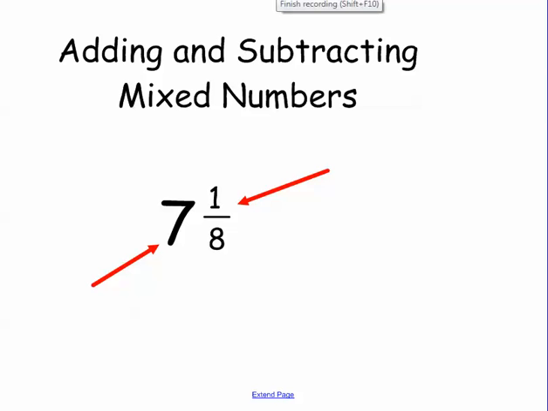All right, guys, some of you did okay with the adding and subtracting fractions, but once you got to mixed fractions, you had a little bit of difficulty. So let's just do a quick review on that. Remember, a mixed fraction is simply a whole number and a fraction. So that's what makes up a mixed number, a whole number and a fraction.